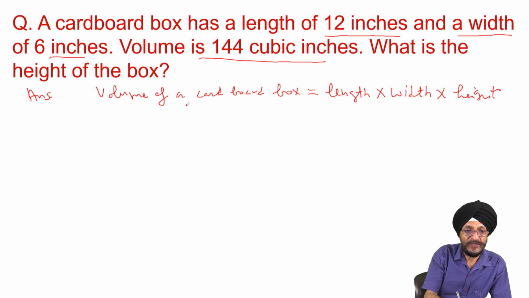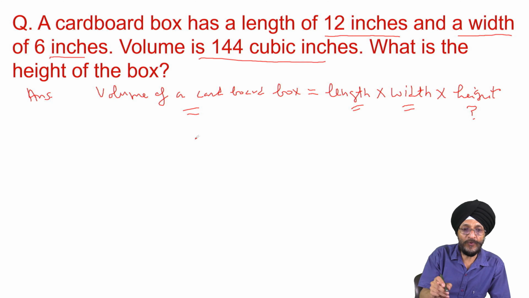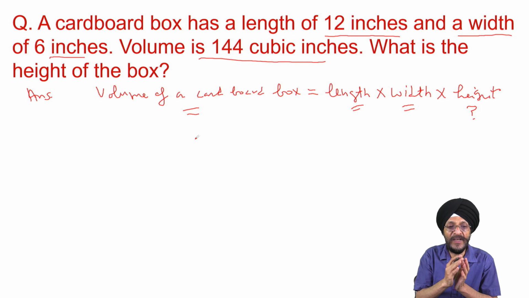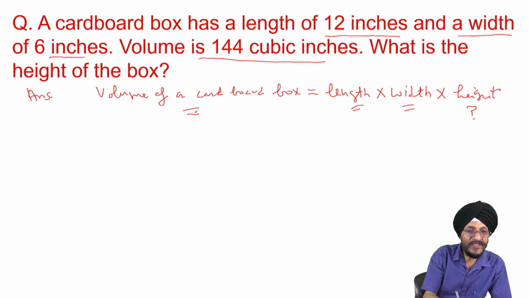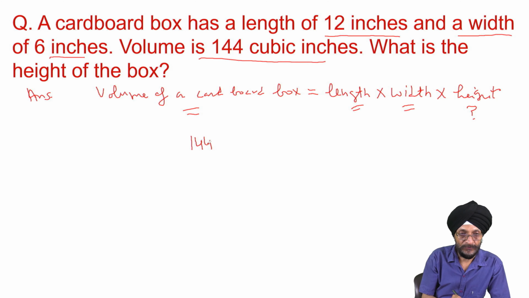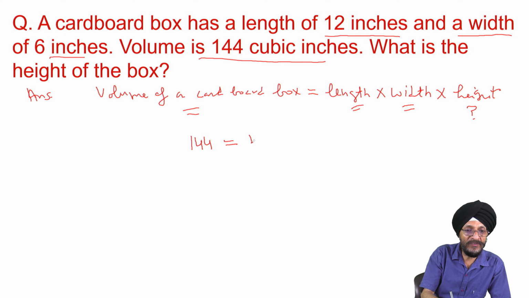Here, what is given before us? We have volume, length and width, and we are to find out the height. So we will fill in the relevant values which have been given to us. What is the volume of the cardboard box? This is 144. What is the length given in this question? This is 12 inches. What is the width? This is 6 inches. And the height we are to calculate.